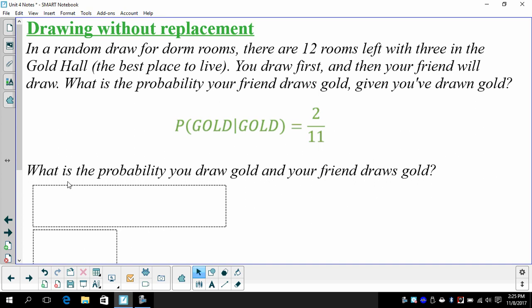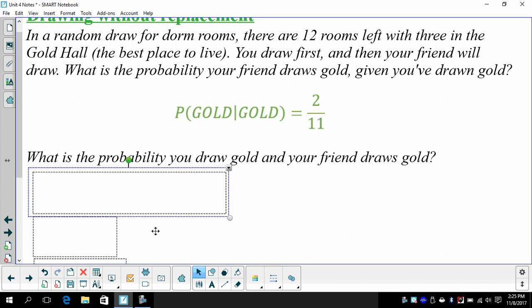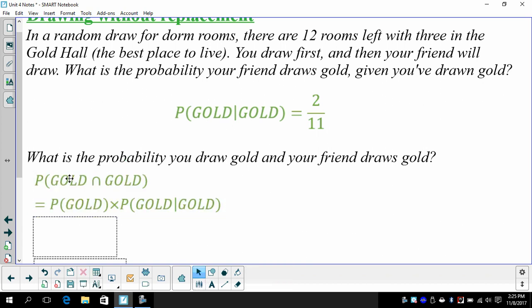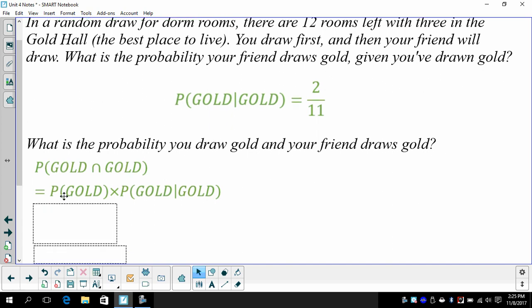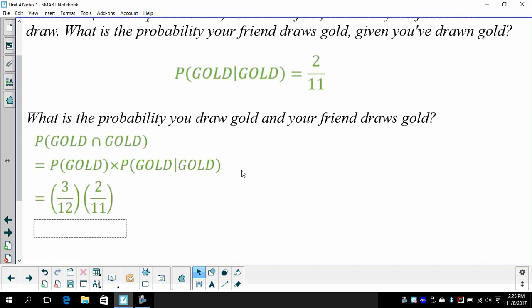So we want to know the probability of drawing a gold room and your friend draws one. So that means the first two rooms are gold. So we're looking for the probability of getting a gold and a gold, which is the probability of getting a gold times the probability of getting a gold room, given the first one was already gold. So we take our original 3 out of 12 and multiply it by our 2 out of 11 because we didn't replace that room. And we get that it's about a 5% chance that you and your friend both get a gold room.